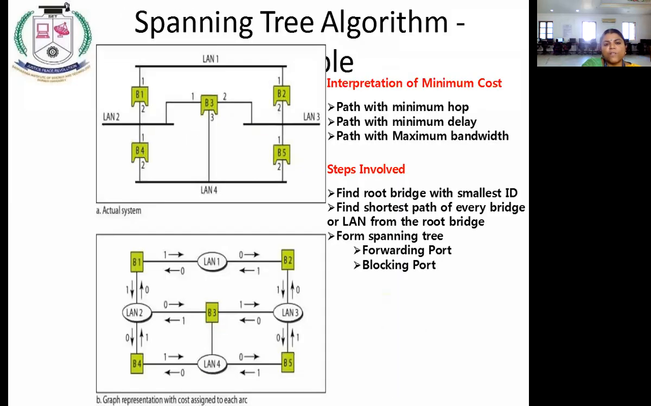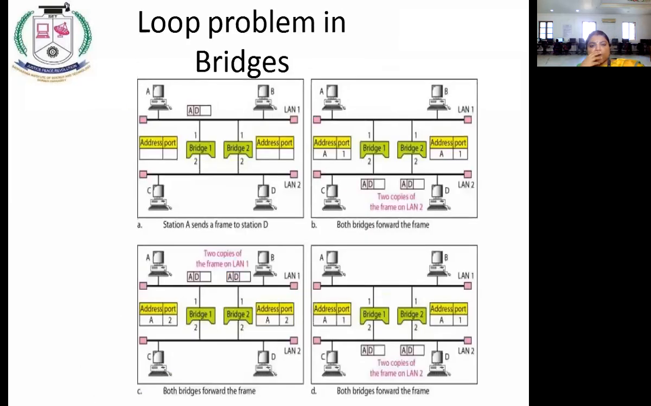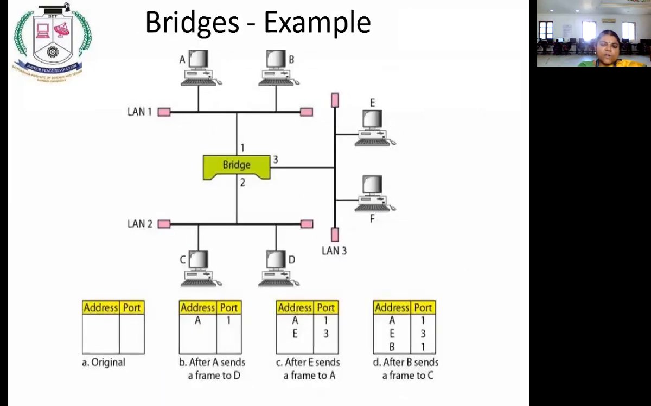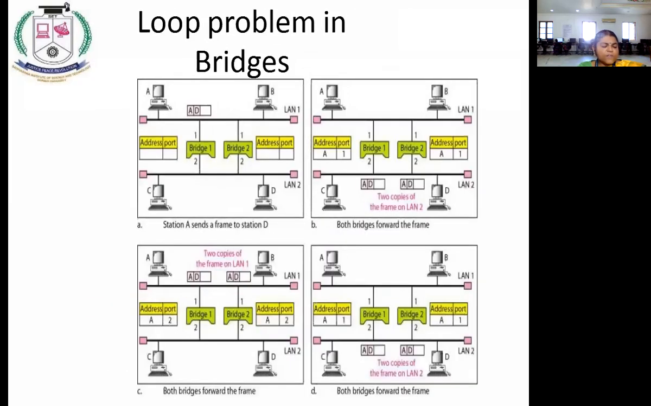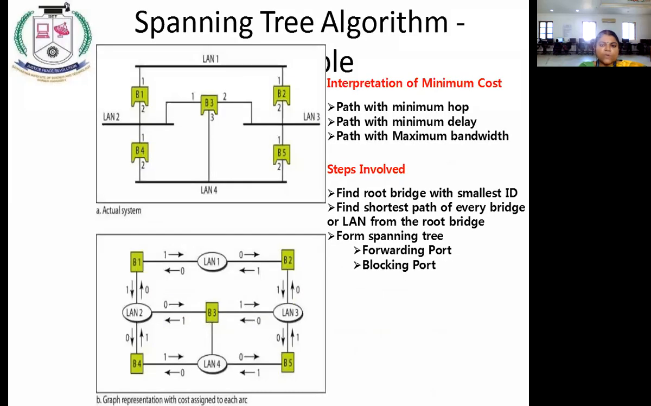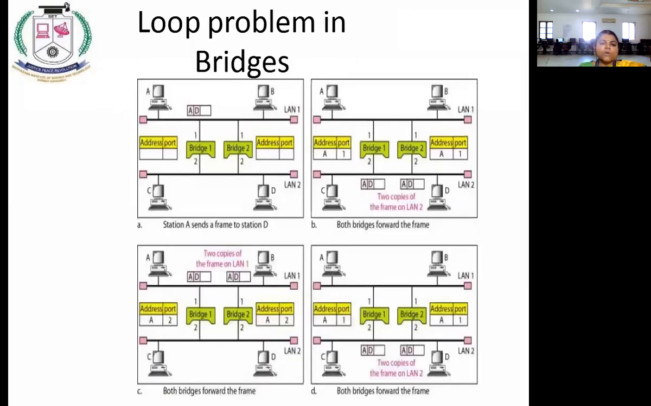Now, we'll see the problems associated with the bridge. The main problem that occurs with the bridge is the loop problem. What is this loop problem all about? It's a very important problem, and we use the spanning tree algorithm to remove this loop problem. Any idea about this loop problem? What is a loop? You know about graph theory, right? Any idea?